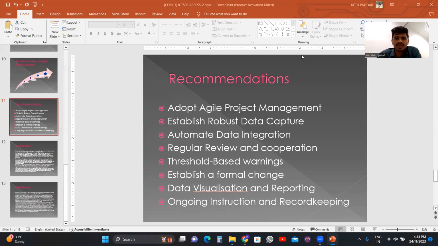Hello, sir. My name is Harshad Patel. I will continue the presentation. Recommendation: adopt agile project management. Second one, robust data capture, automated data integration, regular review and cooperation, threshold warnings, establishment of a formal change process, data visualization and reporting, ongoing instruction and record keeping.